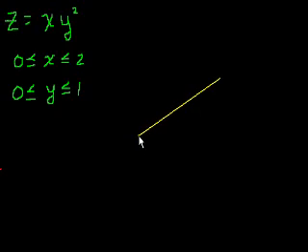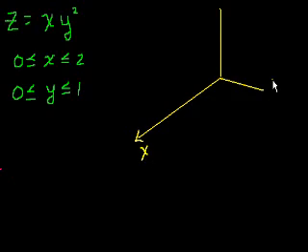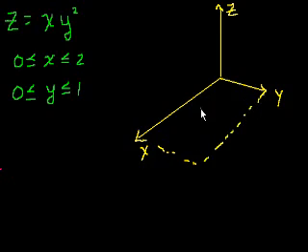So that's my x-axis, y-axis, z-axis, x, y, z, and then this is my xy plane down here. Right? Y goes from 0 to 1, x goes from 0 to 2. You could do this x equals 1, this is x equals 2, this is y equals 1.